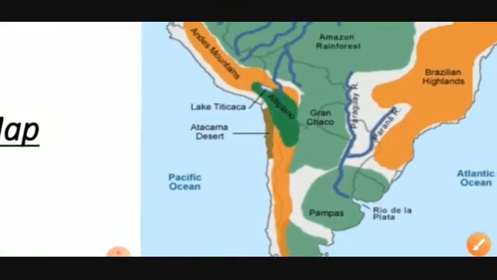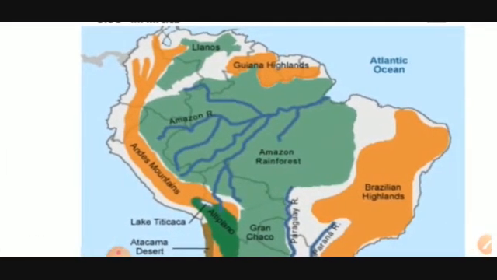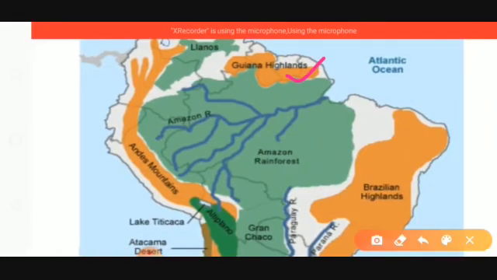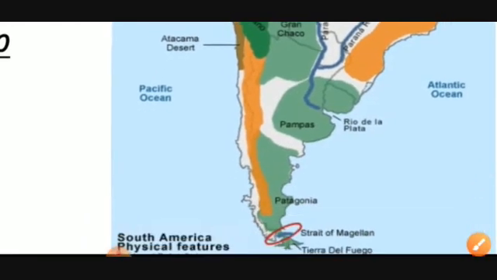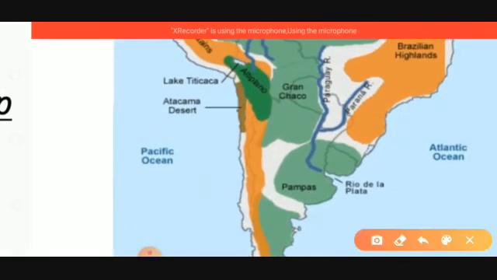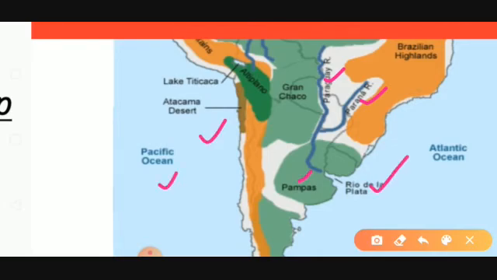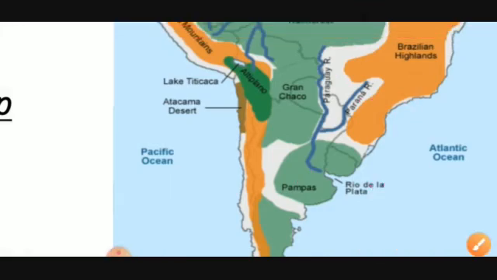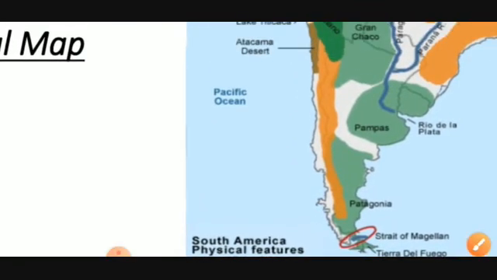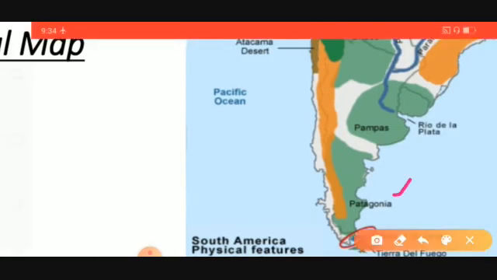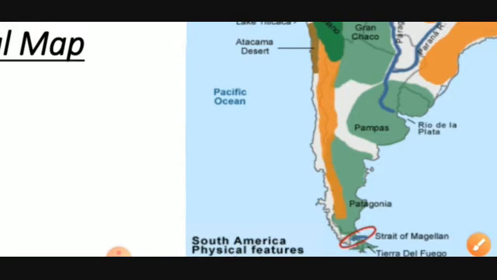So these are the main places. Once again, let's see that. Here Guiana Highland, then Atlantic Ocean, Amazon River, Andes Mountain, Brazilian Highland, and coming towards the south, Paraguay, Parana, then Pampas, Rio de la Plata, Atacama Desert, Pacific Ocean, and then Patagonia, Strait of Magellan, and Terra del Fuego Island. So these are the places you have to mark in your physical map.